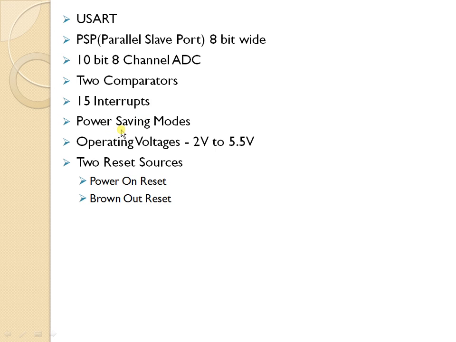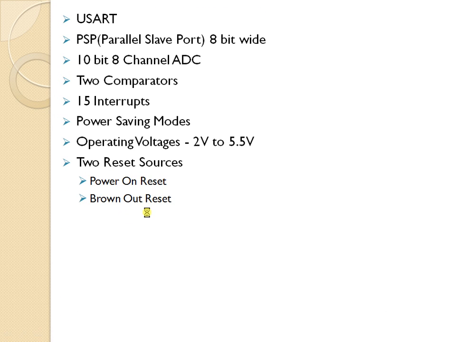It has power saving modes like idle and power down, and operating voltages range between 2 volts and 5.5 volts. So there are some controllers which run with 2 volts, and the maximum voltage they can run with is 5.5 volts. It has 2 reset sources: power on reset and brown out reset.